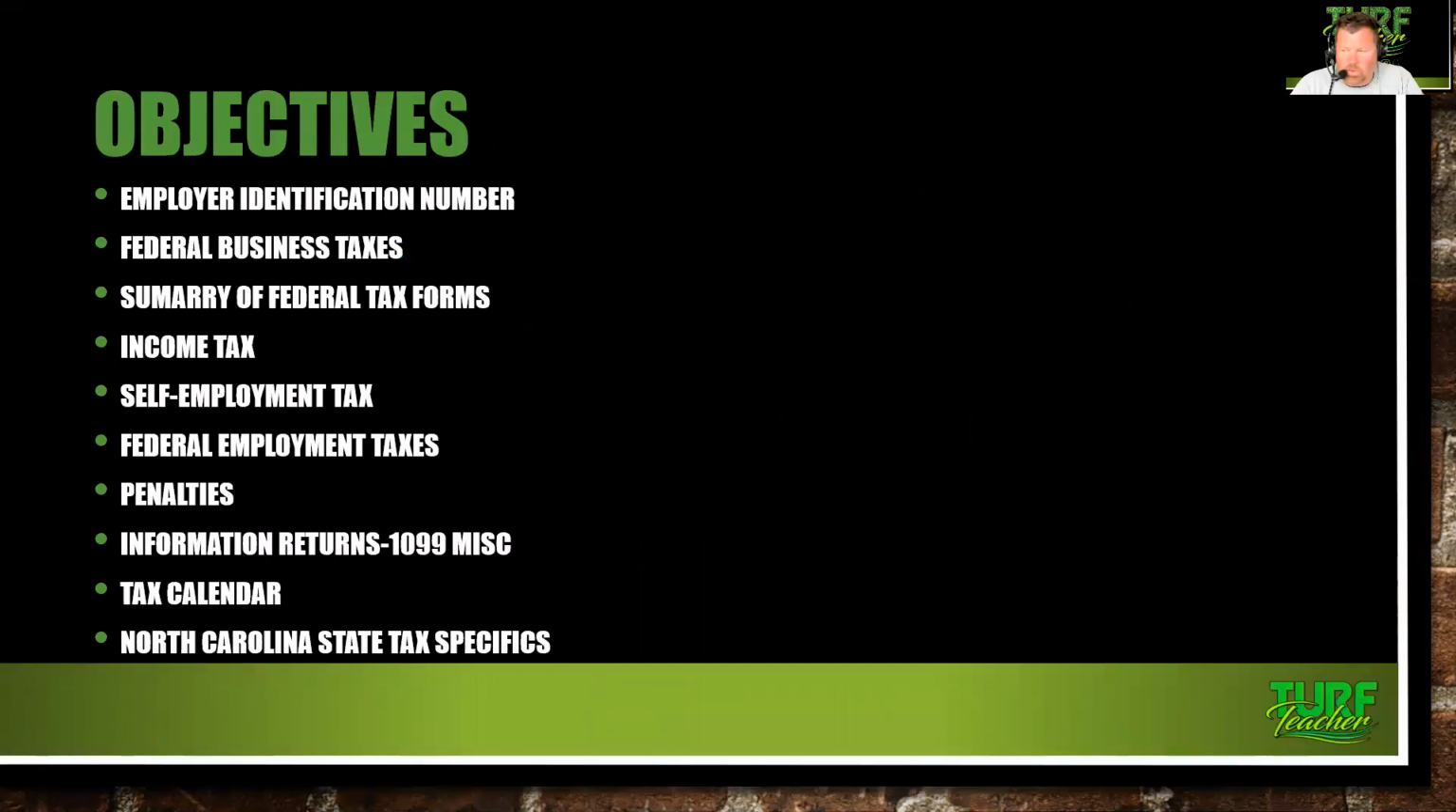Our objectives: we are going to discuss what an employer identification number is. We'll discuss federal business taxes. We'll have a summary of those tax forms. We'll discuss income tax, self-employment tax, federal employment taxes, and penalties. If you don't pay, they'll come knocking on that door. And information returns like a 1099 Miscellaneous. That's pretty much if you're hiring subcontractors that are not incorporated or an LLC, you would send them a 1099. And then a tax calendar and North Carolina state tax specifics. So you have to do federal tax returns and state returns.